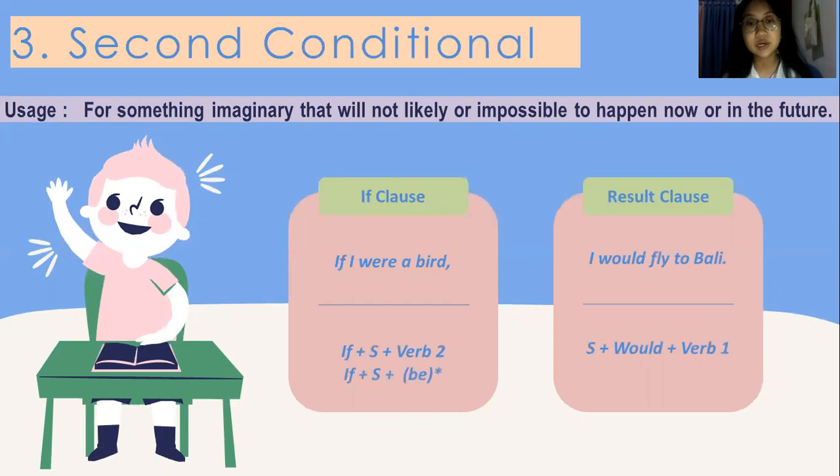And the structure here for the if clause is if plus subject plus verb 2, and the result clause is subject plus would plus verb 1. And here, as you can see, for the if clause, the be form here is always were. So for the second conditional, the be form is always were, because second conditional here, it is something imaginary. It is something that is impossible to happen. So we always have to use were for the form of the be.